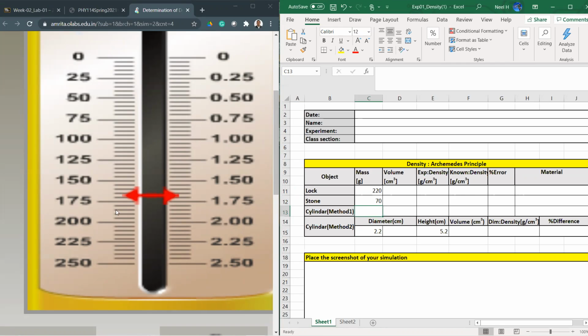If you want to read in between, each small line represents 5 gram. In between means 2.5 gram, right? So you can read this as 165, 167.5. That's totally fine. If it is really in between, we can read an in-between value. That's the estimated value. 167.5.